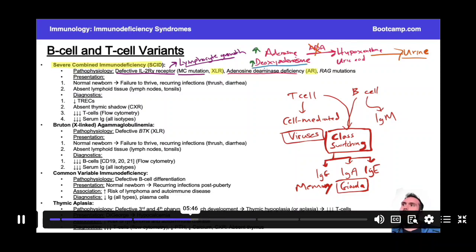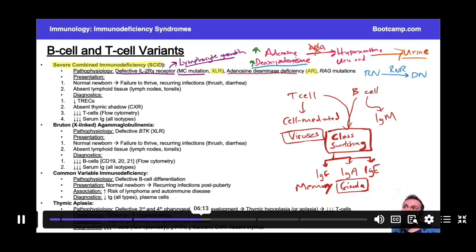So why is a buildup of deoxyadenosine and adenosine a problem? Well, let's backtrack a little bit. Remember, you have your ribonucleotide reductase, which essentially takes ribonucleotides and converts them to deoxynucleotides. The point of this is that we want to take our ribonucleotides that we might use for RNA, for example, and convert the sugar group so that we can use these structures in DNA. So ribonucleotide reductase generates deoxynucleotides.